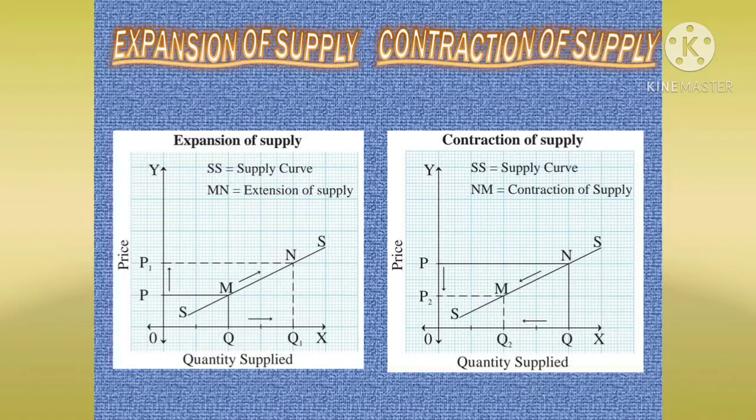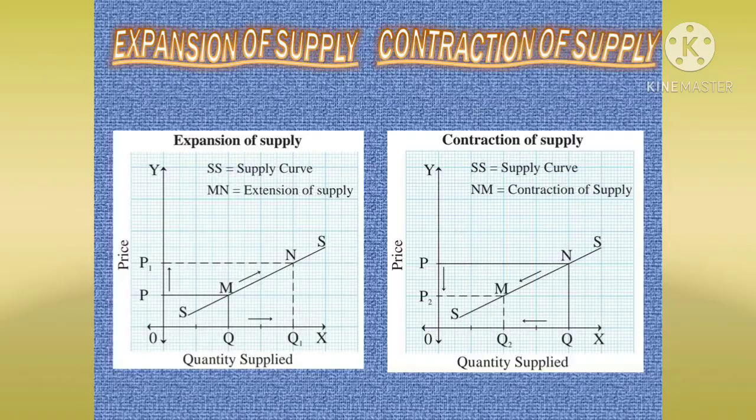In the case of contraction of supply, quantity supplied is shown on the x-axis and price on the y-axis. Quantity supplied falls from OQ to OQ2 with a fall in price from OP to OP2, resulting in a downward movement from N to M on the same supply curve SS. It is known as contraction of supply.